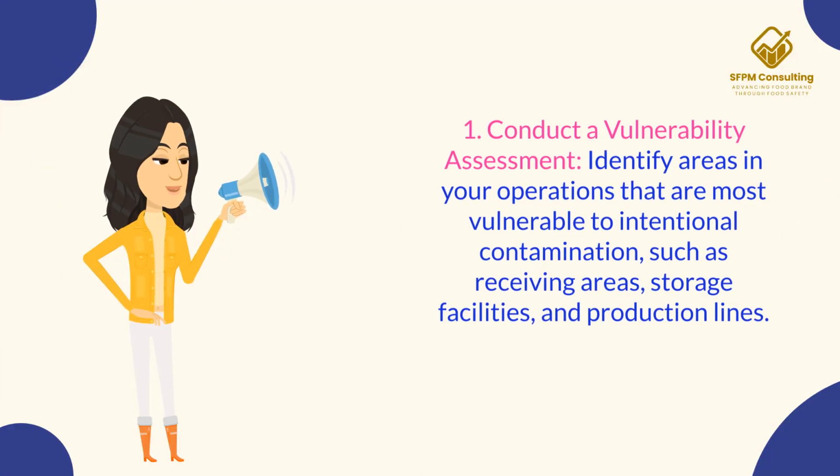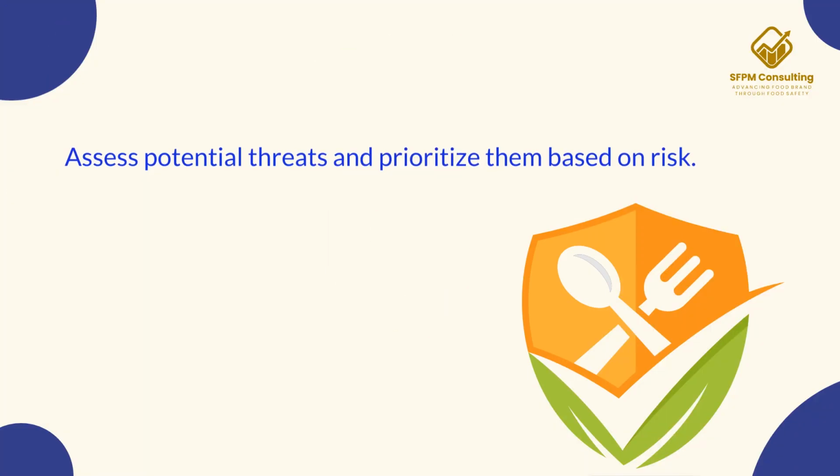1. Conduct a vulnerability assessment. Identify areas in your operations that are most vulnerable to intentional contamination, such as receiving areas, storage facilities, and production lines. Assess potential threats and prioritize them based on risk.